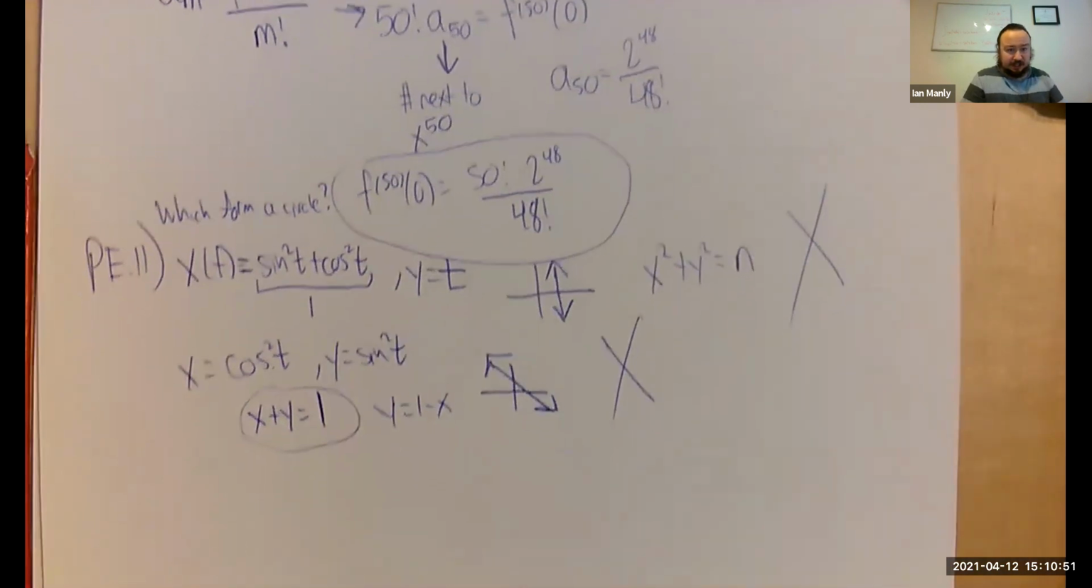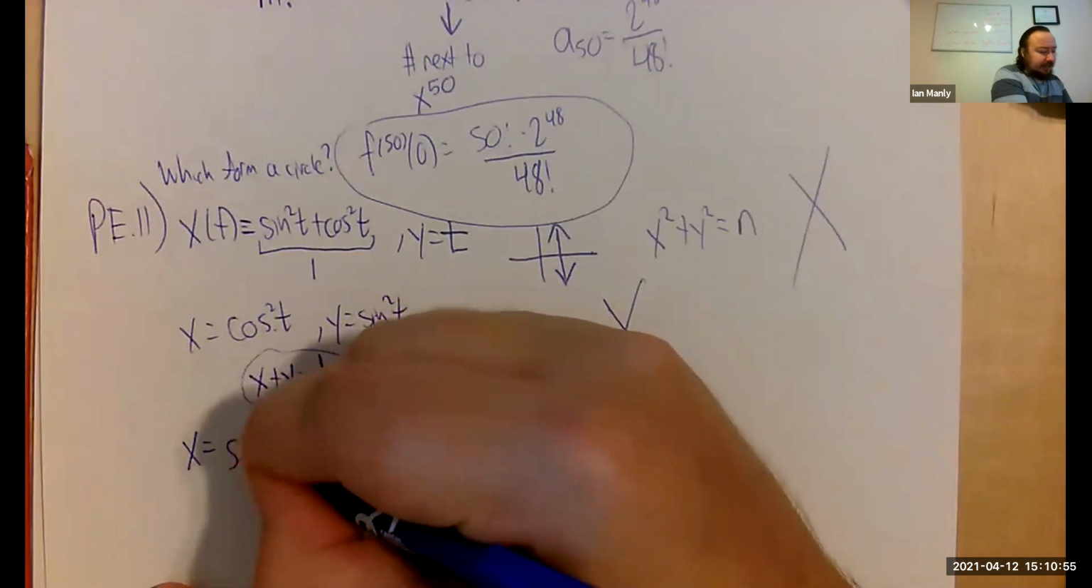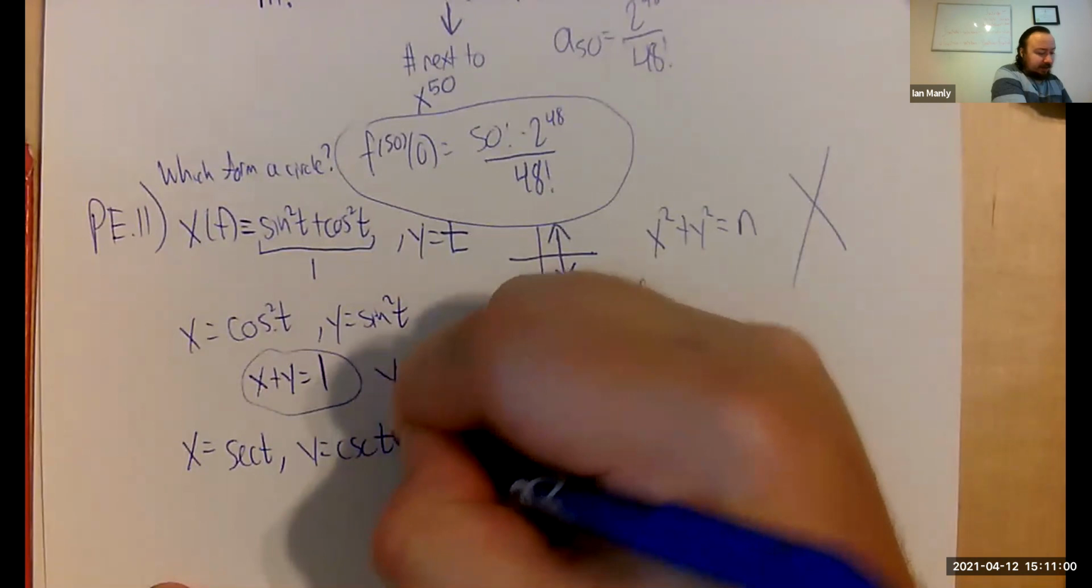Keep going through this. The next one's a little interesting. We have x is secant of t, and y equals cosecant of t.